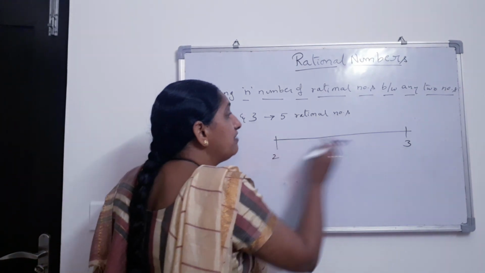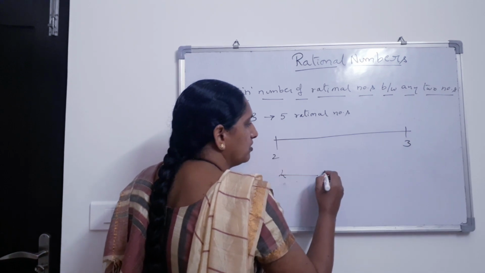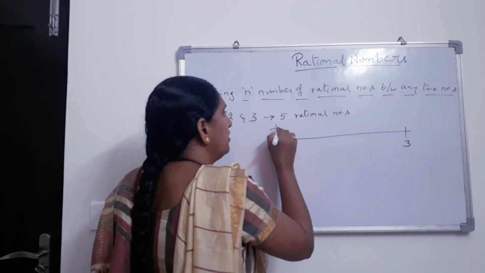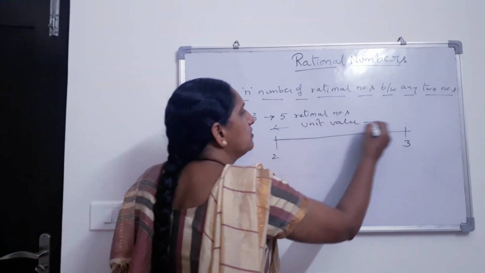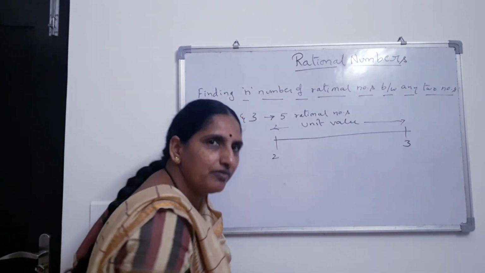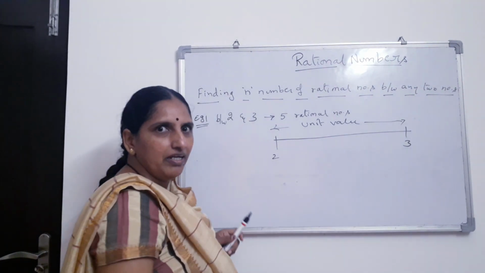So therefore between these two, this is of 1 unit value, is it not? Unit means 1. Between 2 and 3, what is the difference, 3 minus 2? It is 1. So it should start from 0 to 1. That is how I have to divide.